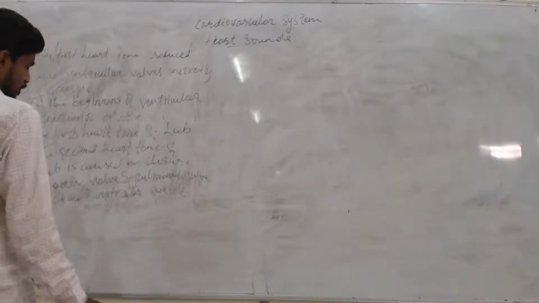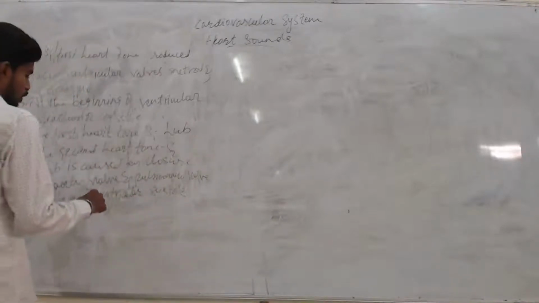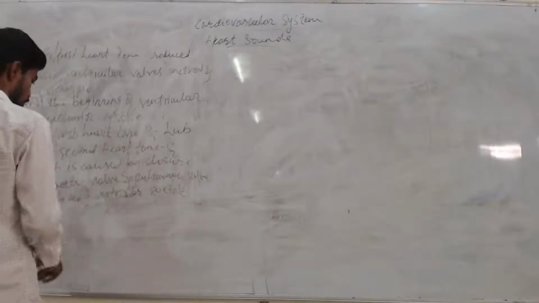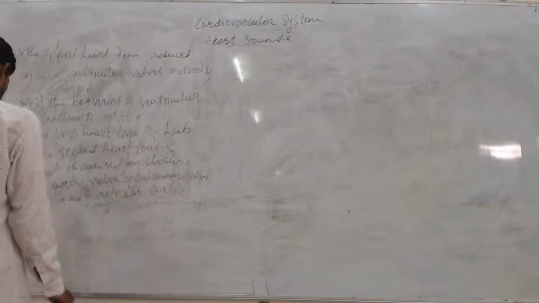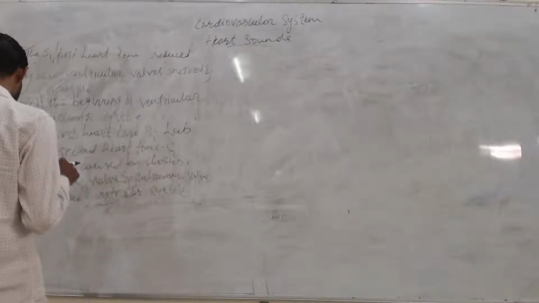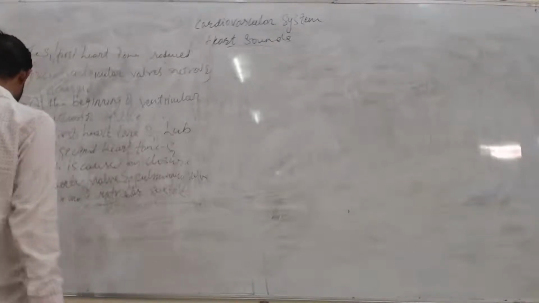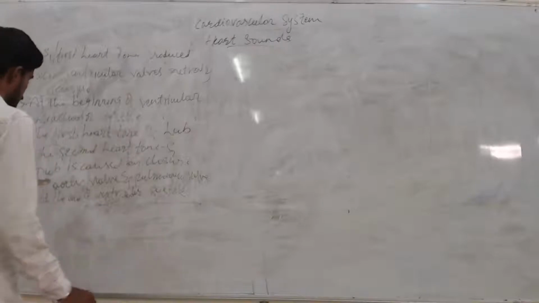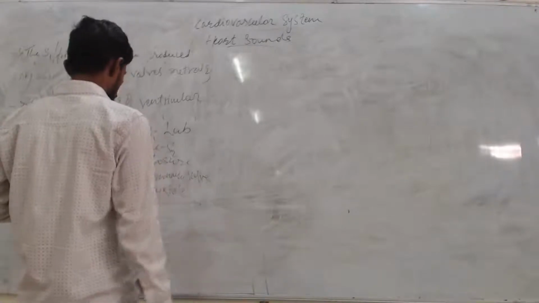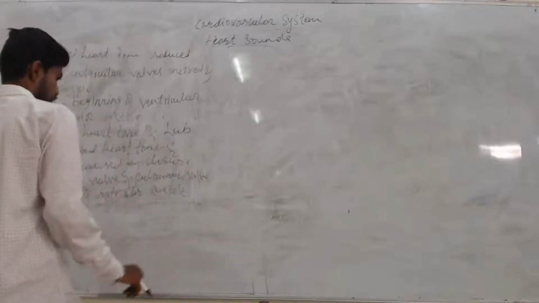Ventricular systole means the contraction of the two ventricles simultaneously, at the same time. This ventricular contraction produces the sound, and the closure of the atrioventricular valves, the mitral valve and the tricuspid valve, causes the production of the first heart sound, S1, lub.